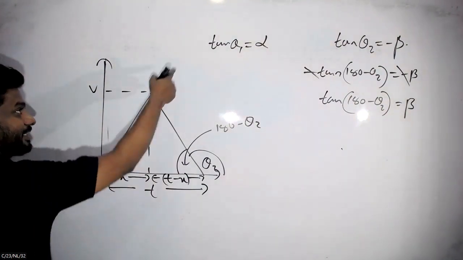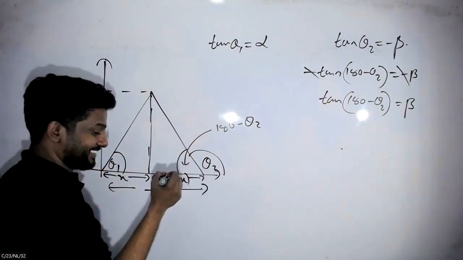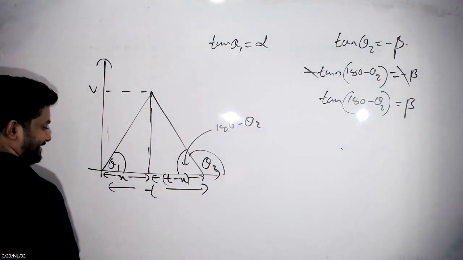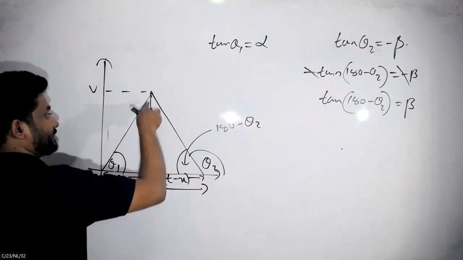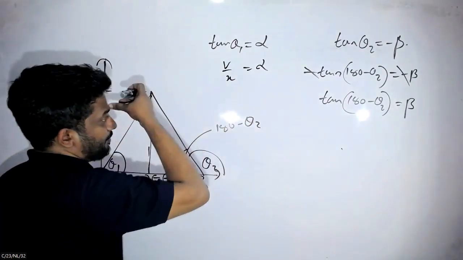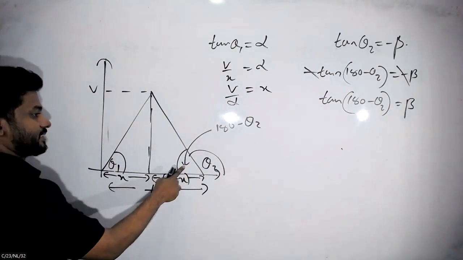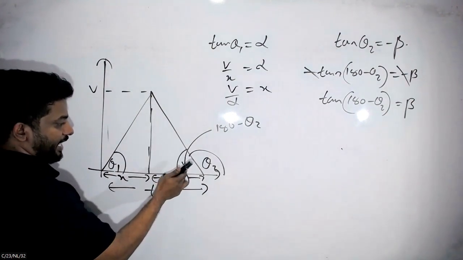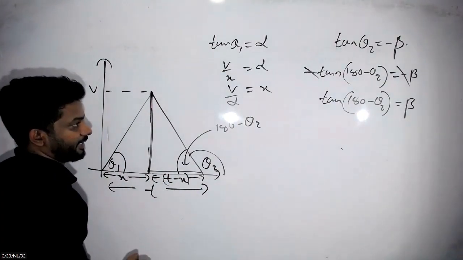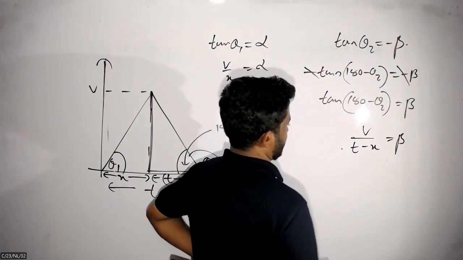Then it is easy. Tan, alpha expressions. Theta 1. Tan theta 1 is equal to alpha. I took alpha here because alpha is given as the acceleration, right? Then tan theta 1 you can write as opposite over adjacent, v over x is equal to alpha. You can make x the subject: x equals v over alpha. Tan 180 minus theta 2, the tan value for this angle is v over t minus x. Opposite side v, adjacent side t minus x. V over t minus x is equal to beta.